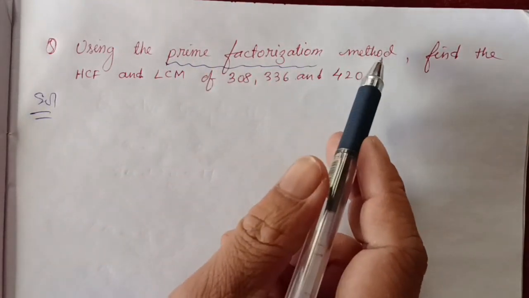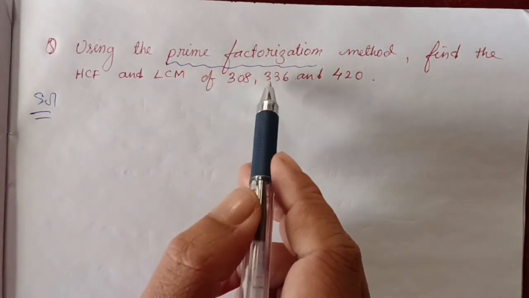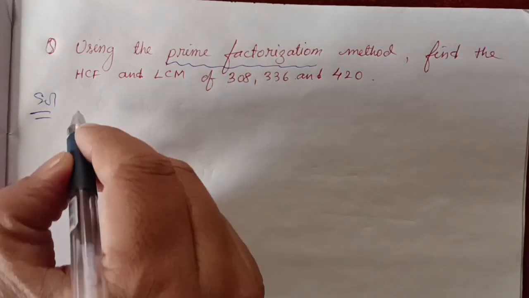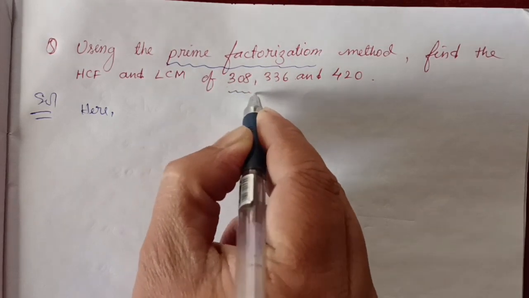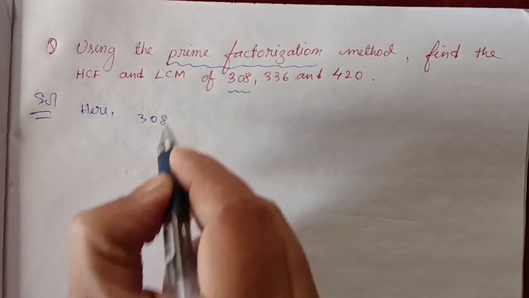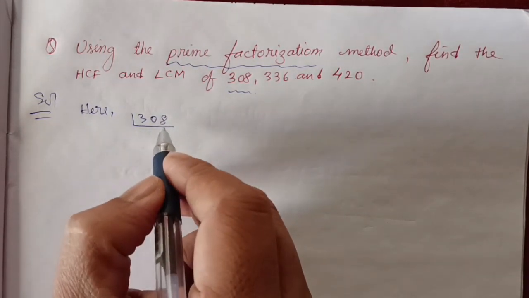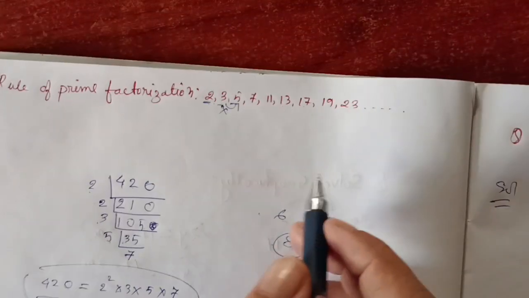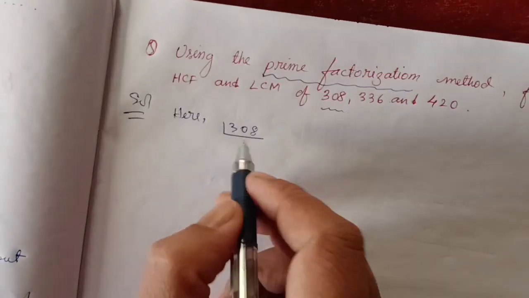Okay, using prime factorization method, find the HCF and LCM of 308, 336 and 420. Here the first number is 308. What did I say? If it is an even number, we should first try with 2.